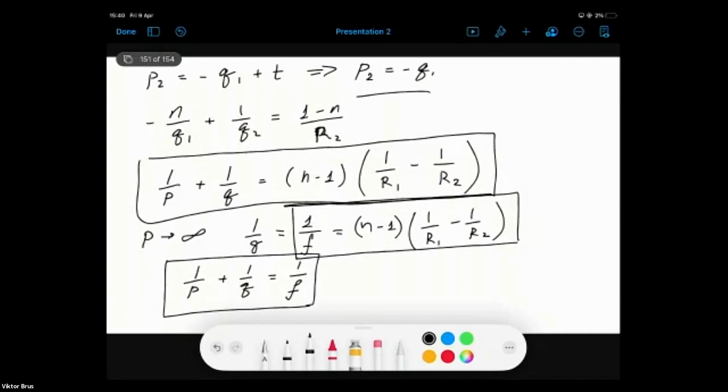Also, the magnification of the thin lens is given as the ratio of the image size to the object size, and is equal to minus Q divided by P.